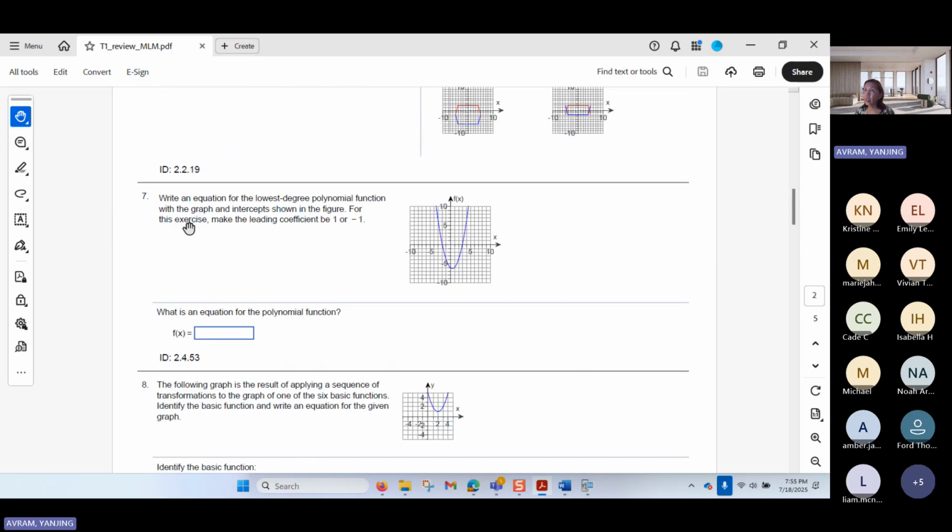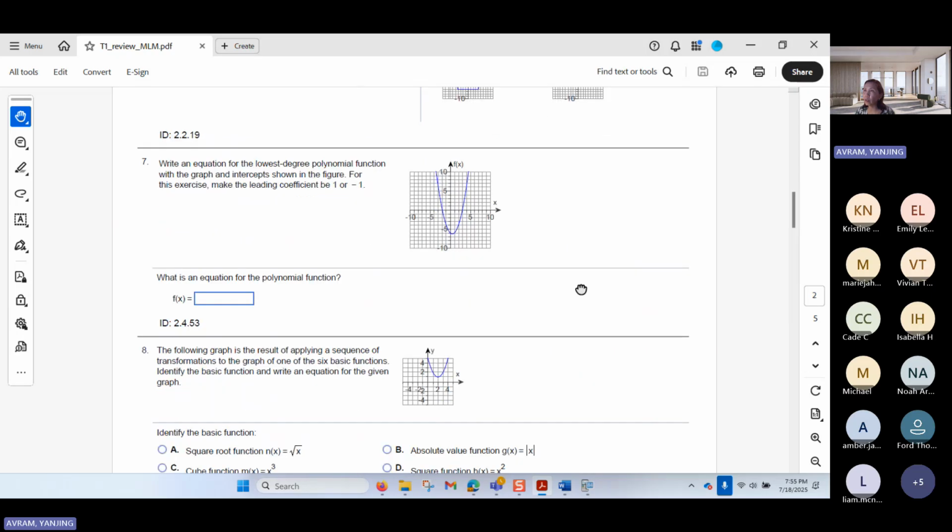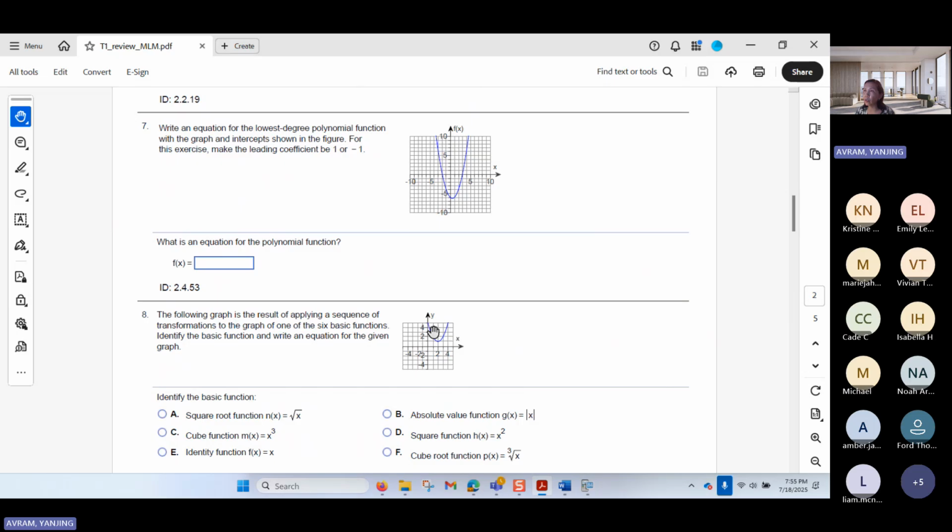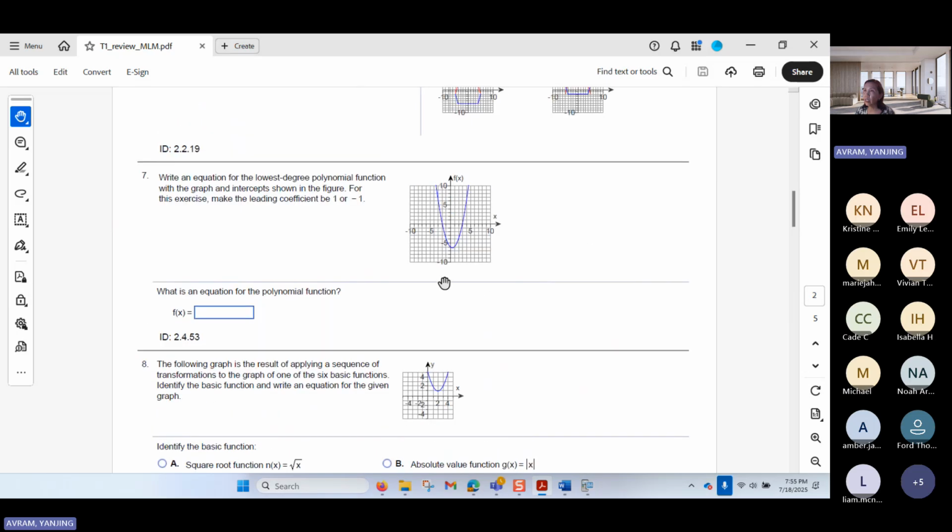All right, so number 7, you want to write down the equation for this polynomial. This polynomial looks like a quadratic, right? You recognize this graph is a quadratic. This one is facing up, and facing up is positive. So the leading term coefficient a should be positive.